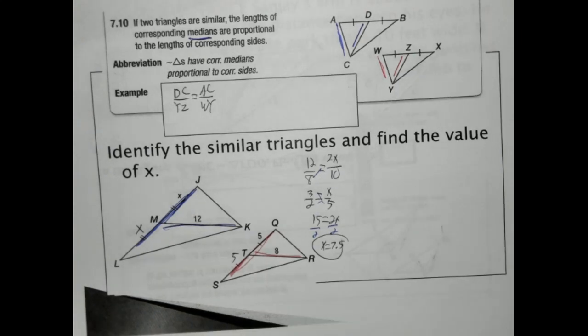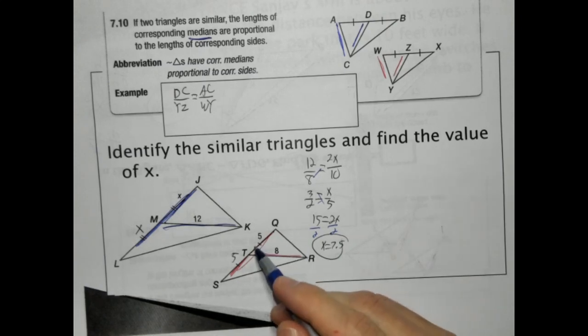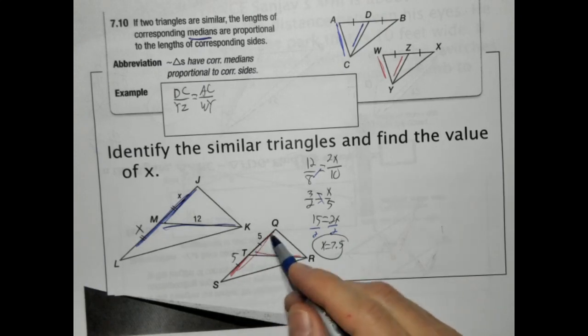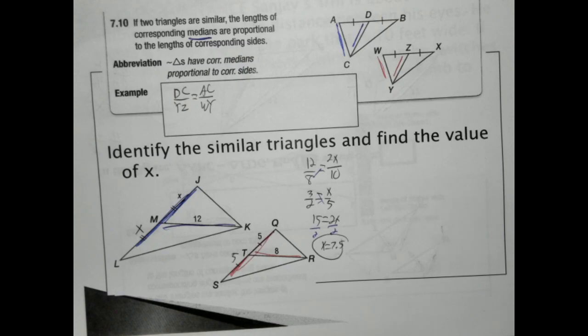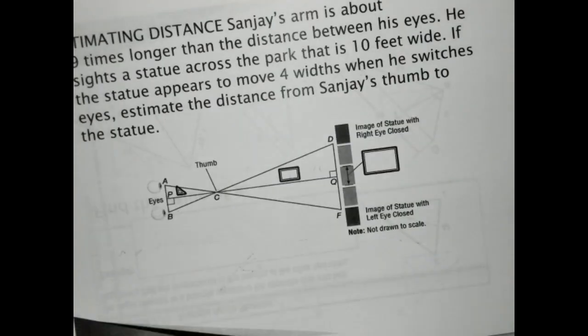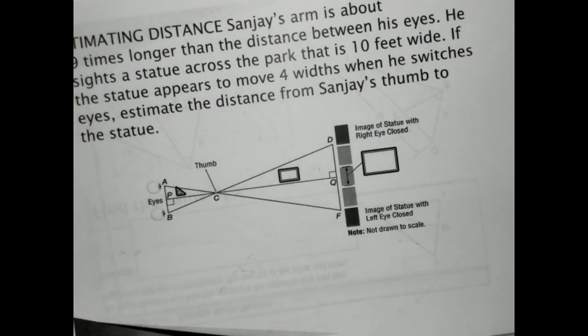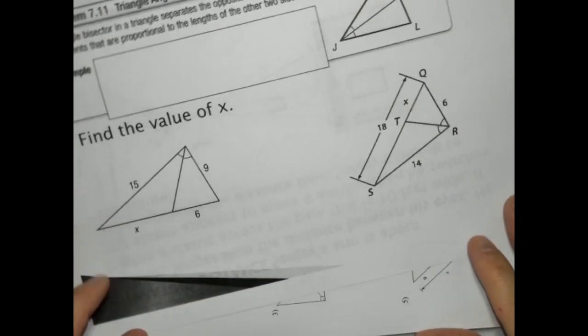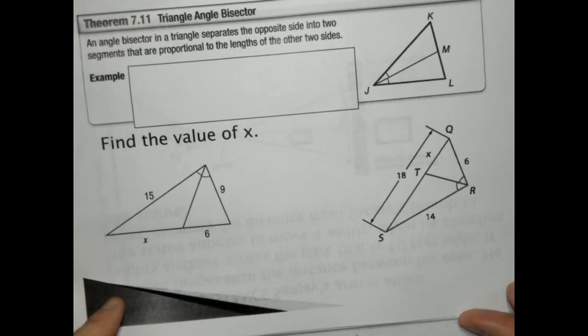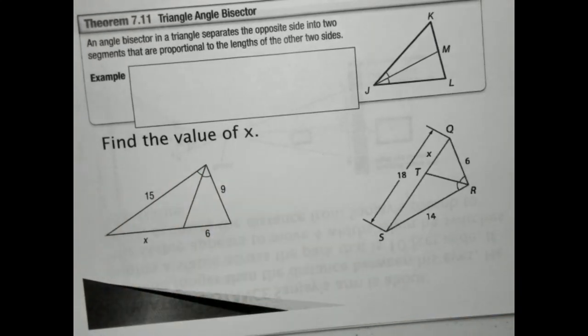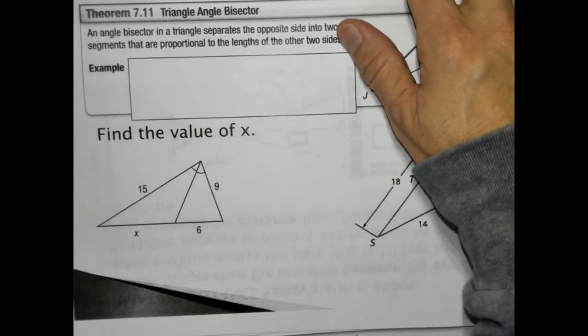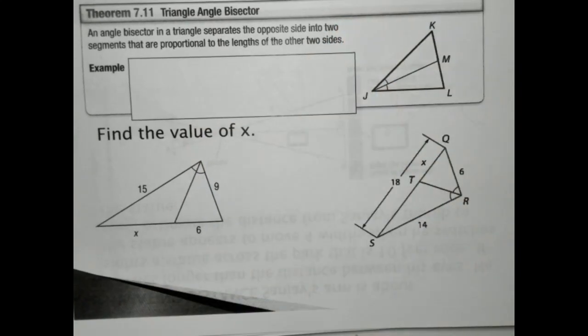Yeah. So you do not want to fall in the trap of using that relationship there. But anyway, yeah, so that worked. Cool. I just thought I messed up for some reason. All right, never hurts to check. All right, let's see what's here. Triangle angle bisector. If an angle bisector in a triangle separates the opposite side into two segments.